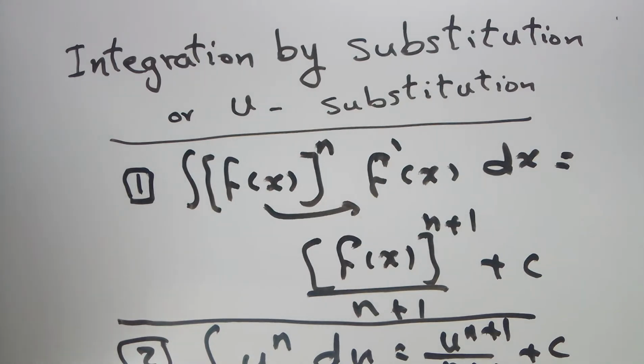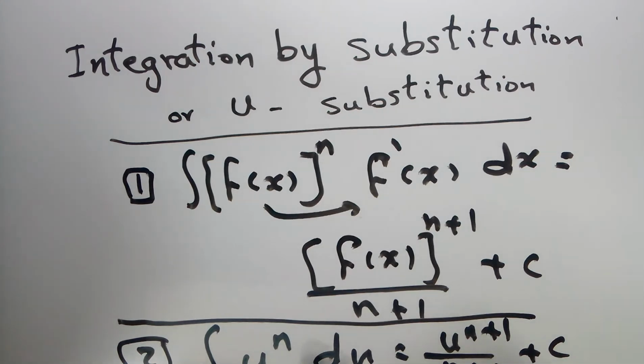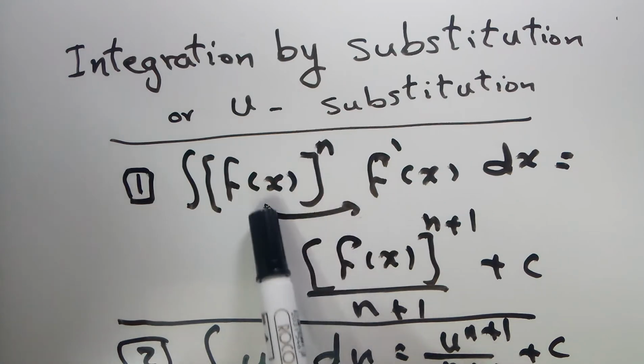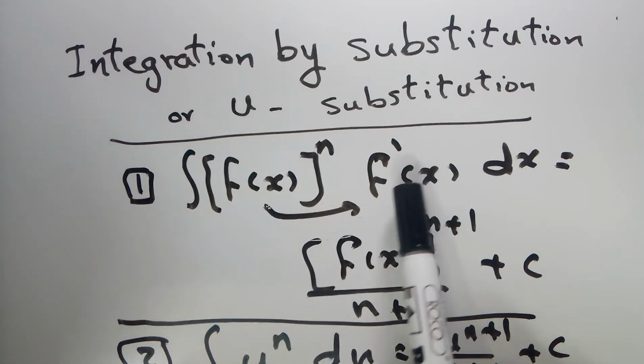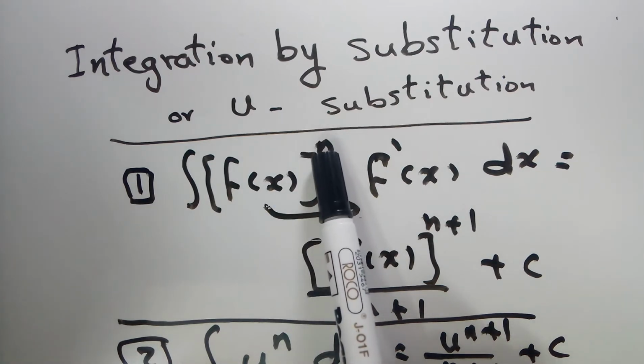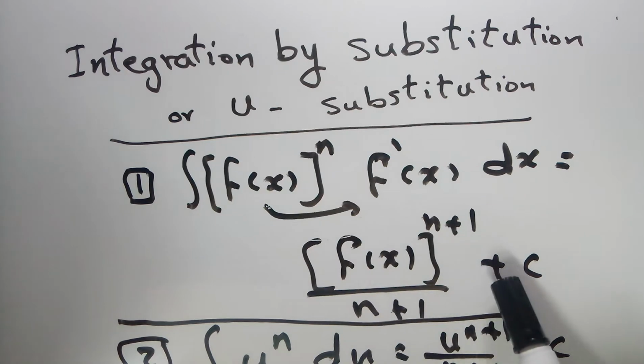If you have this rule, which is called the general power rule, if you have a function raised to any power multiplied by the derivative of this function, you add 1 to the old power, then divide by the new power, then add the constant of integration. How to apply these rules?